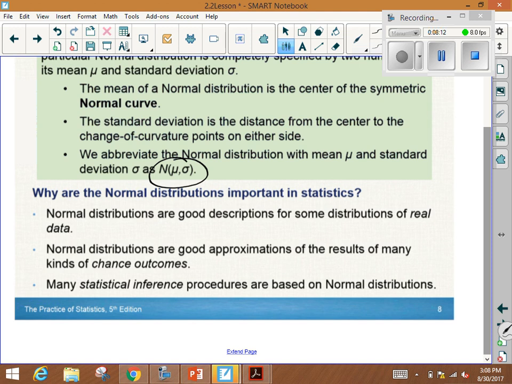And you can read why these normal distributions are important. You'll definitely get to know just how important they are as we go through this course, because as it says in the last bullet, statistical inference, most of them are based on normal distributions. There are a couple other distributions that we'll learn about, but we will depend a lot upon normal distributions for that. And why is that? Because we're able to represent different areas as probabilities. We'll get there.